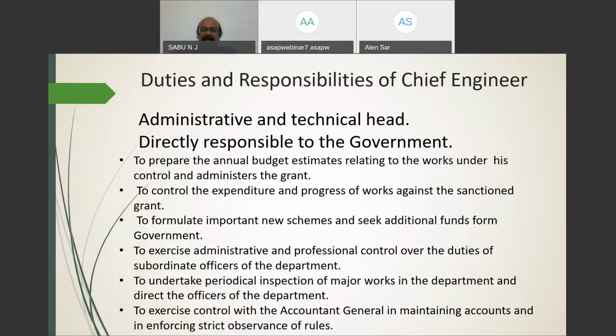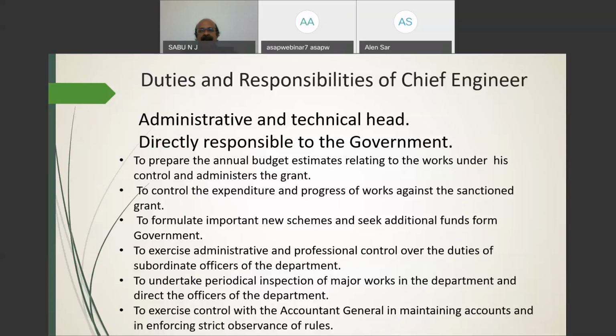There are many duties, and some are listed here. You have to study at least 8 or 10 points, but while studying them, the main points should not be forgotten. So these are the main points. Let us listen to what the main duties and responsibilities entrusted to the chief engineer are. First, preparation of the annual budget. We have discussed the procedure as a part of fiscal management.